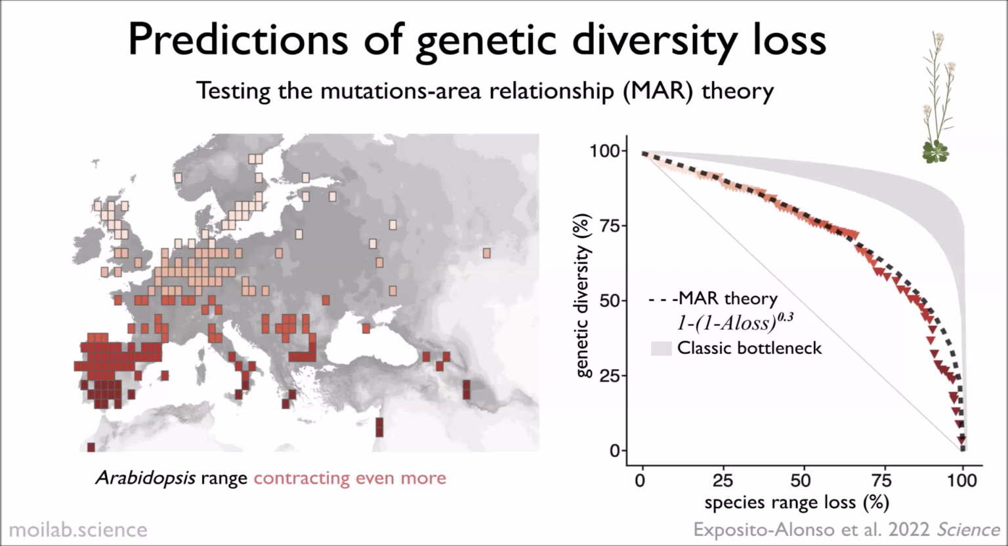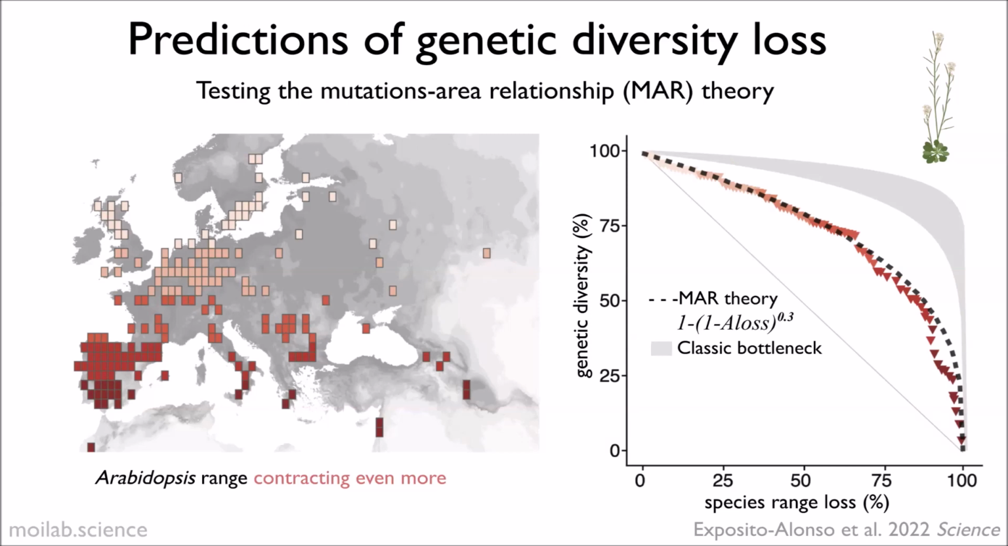But the mutation-area relationship captures the fact that genetic diversity is not distributed across individuals in the landscape homogeneously, right? We're not in a panmictic population, right? And if you remove certain populations like these isolated southern ones, you lose more genetic diversity than you would expect under a panmictic population.